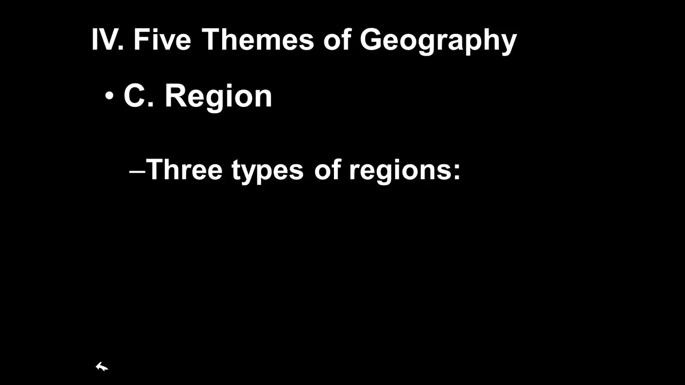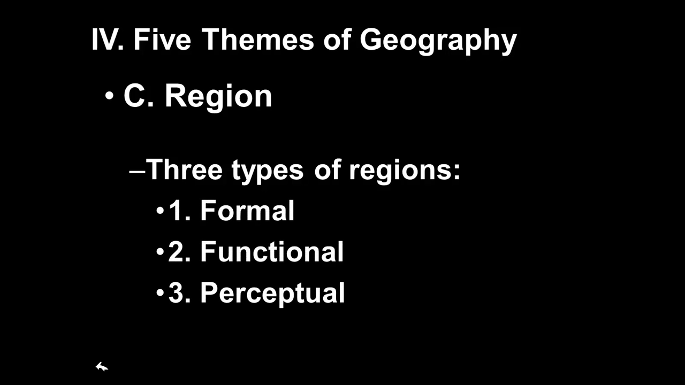Region is the next theme of geography that we will discuss. Write this down as the definition for a region. A region is an area that is united by common characteristics. There are 3 types of regions, and we will actually get into common characteristics and all that stuff later on. Just bear with me. Going back to there are 3 types of regions.